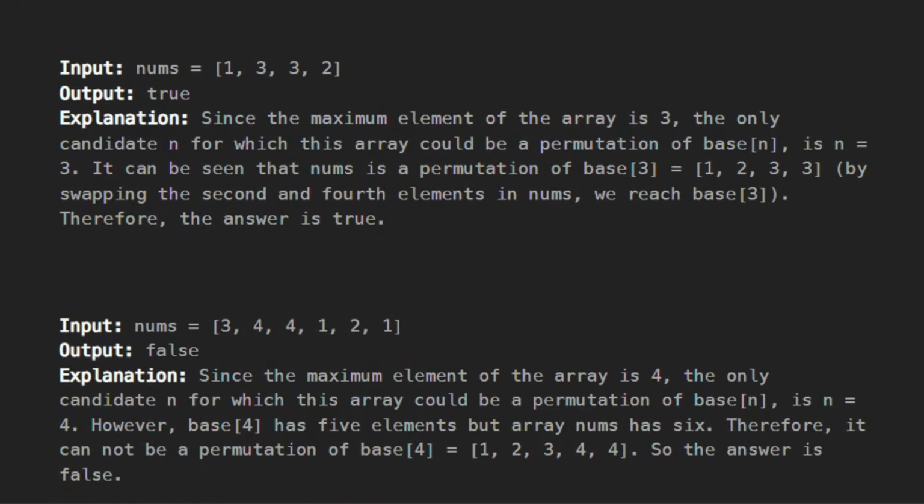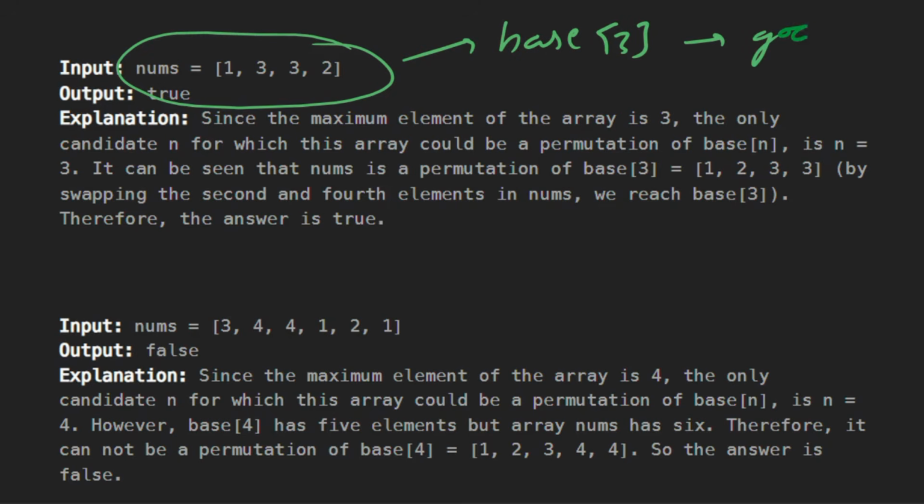Next, if you see here 1 2 3 3, yeah, this is a base of 3. So it is a good array, so we'll be returning true, right? Let's see the next example.